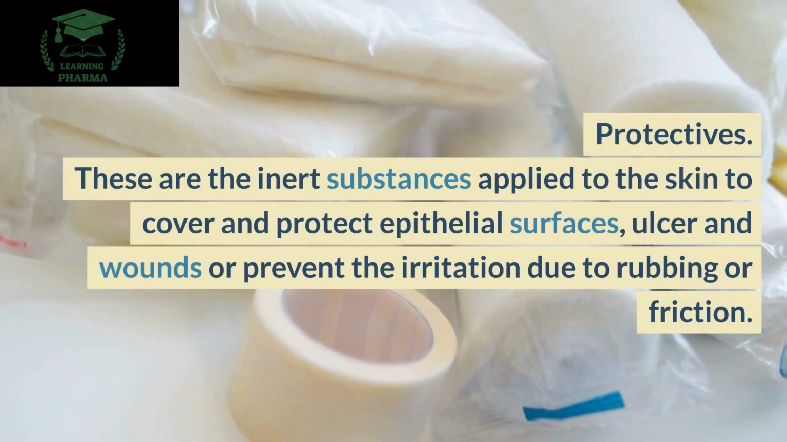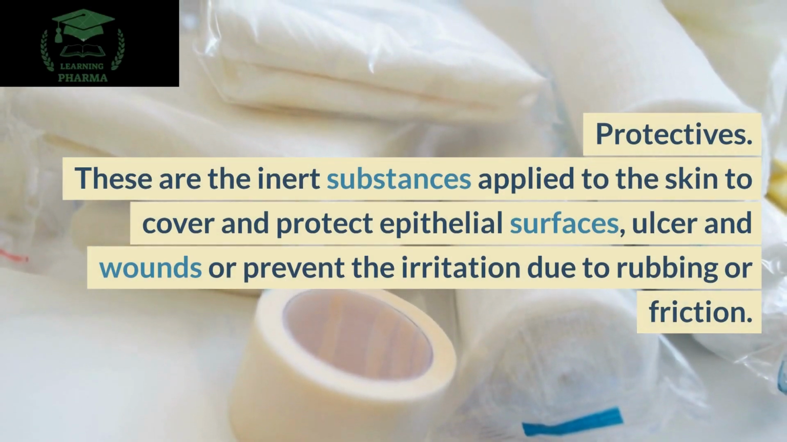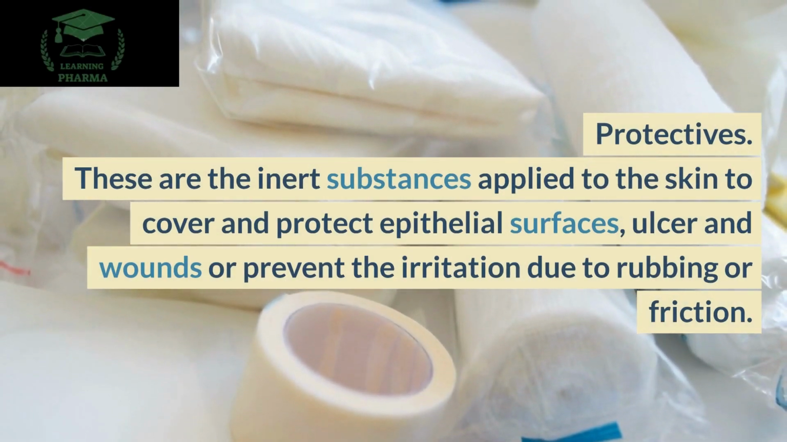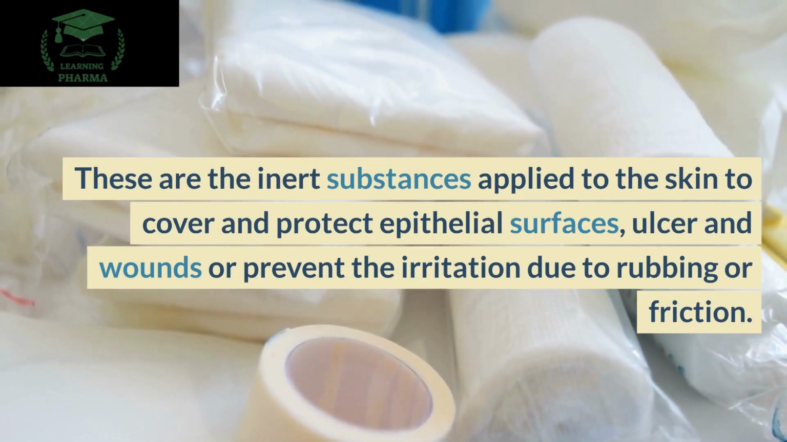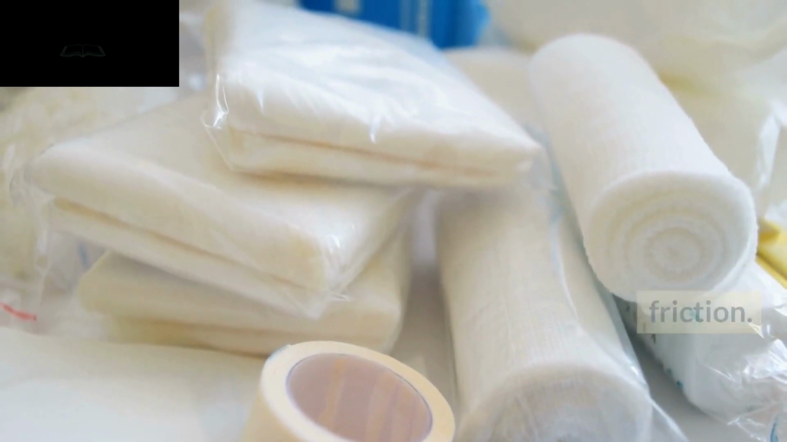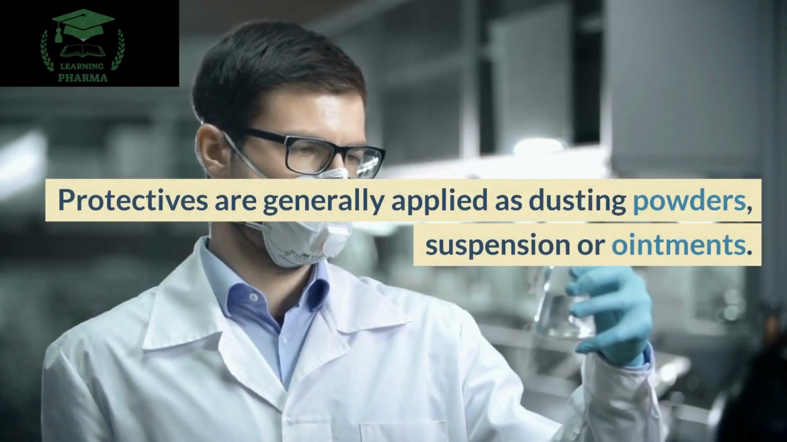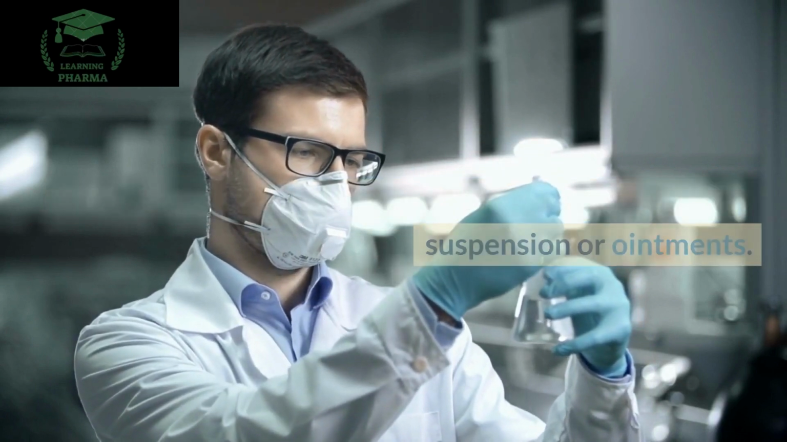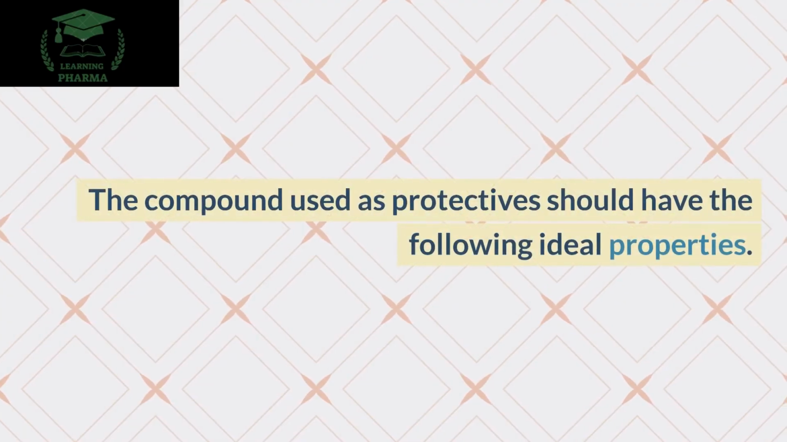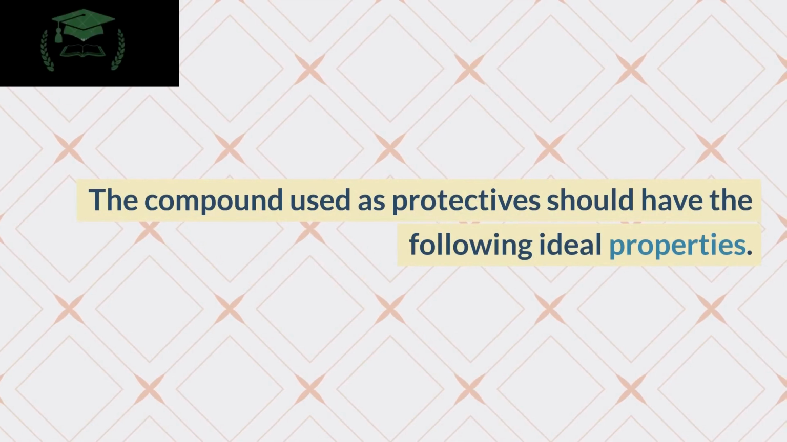Protectives. These are inert substances applied to the skin to cover and protect epithelial surfaces, ulcers and wounds or prevent the irritation due to rubbing or friction. Protectives are generally applied as dusting powders, suspensions or ointments. The compounds used as protectives should have the following ideal properties.